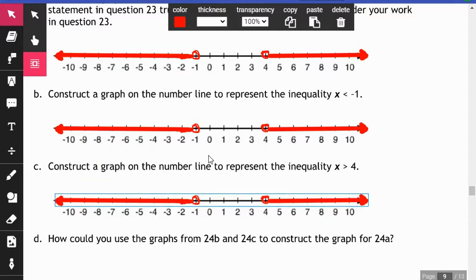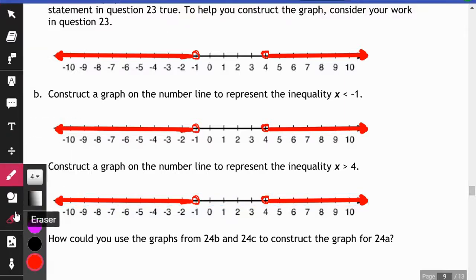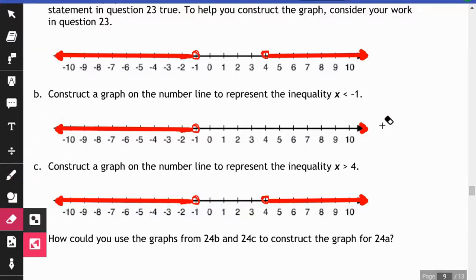Now, which half has to do with being less than -1? Well, this half, right? So the property where it says x is less than -1, that's the left side of this graph. Or it has to do with x being more than 4, it's the right half of the graph. That's what we end up having. And when I put them together, I get this.